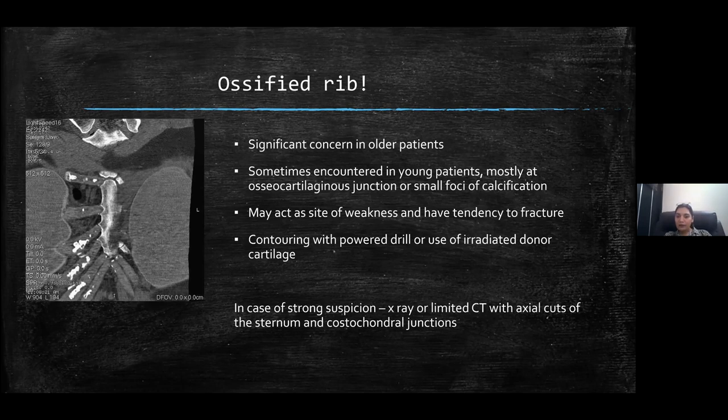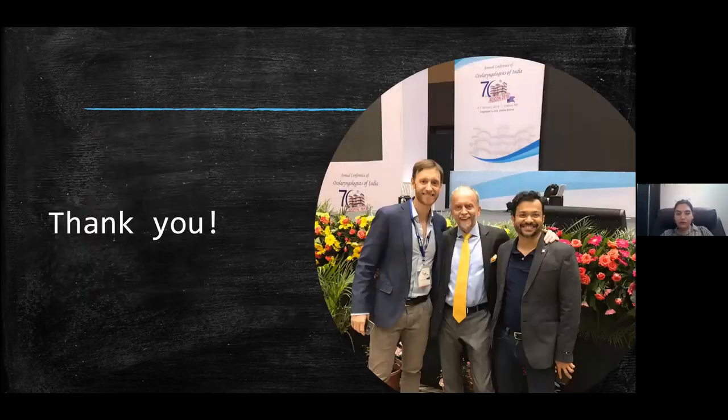And in case you have a strong suspicion the patient is an elderly smoker, you can ask for an X-ray or probably a limited CT with axial cuts at the sternum and costochondral junction to have an idea of what is going to happen. So that would be it about dorsal augmentation.